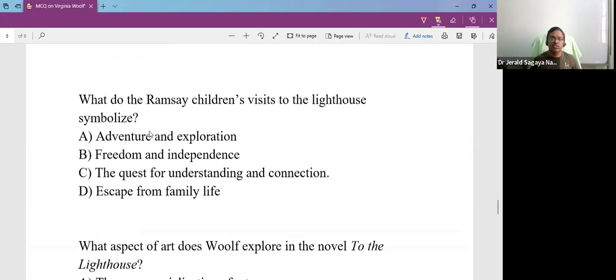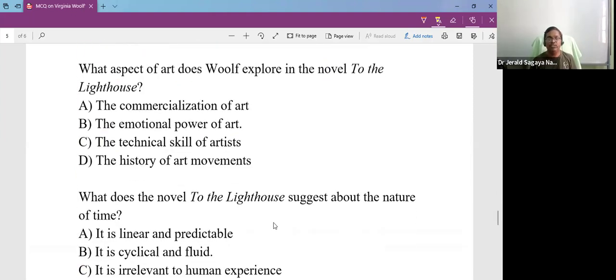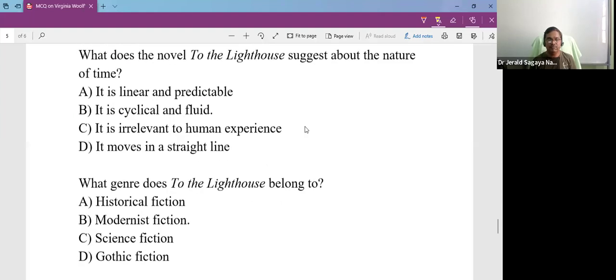What does the Ramsay children's visit to the lighthouse symbolize? Towards the end, you will find those who are alive, they make a trip to the lighthouse. What does it symbolize? It symbolizes the quest for understanding of the self and to connect between the past and the present. What aspect of art does Woolf explore in the novel To the Lighthouse? She explores the emotional power of art.